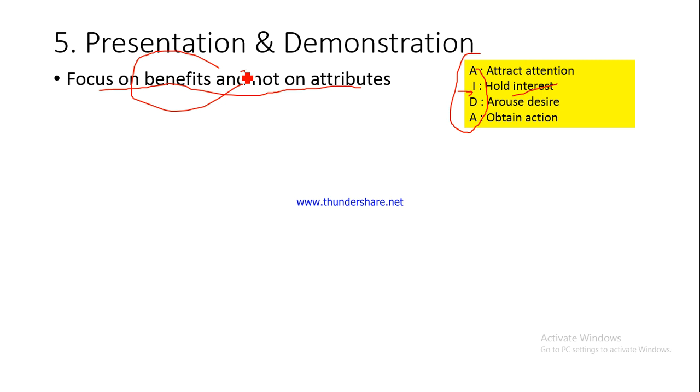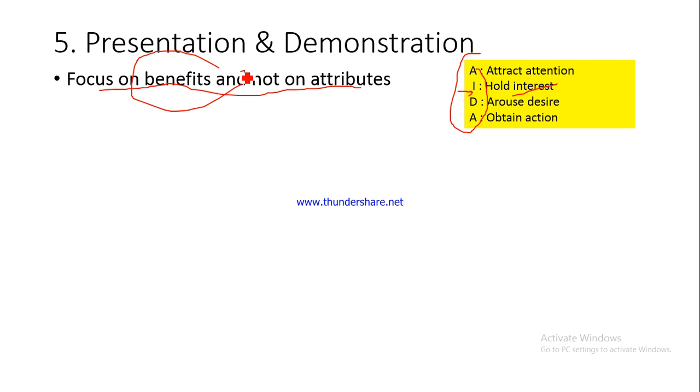See, for example, if I talk about Dettol soap, one of the attributes is that, let's say, it has a particular chemical in it. That is the attribute of that particular soap. But what is the benefit? The benefit is that it does not let the cut mark that you have become septic. Now this is the benefit. So don't focus on attributes, don't focus on the technical features of the product, focus on how these attributes help the prospect. So what are the benefits of these attributes for the prospect?